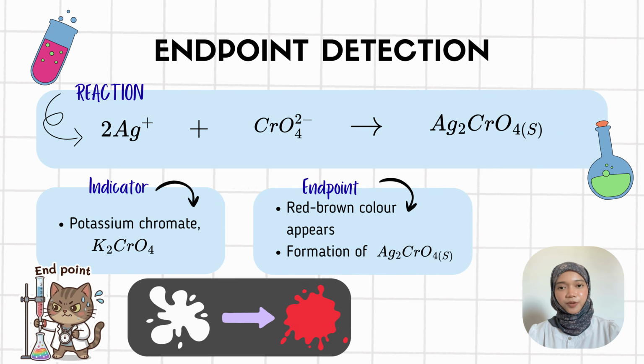Other than that is endpoint detection. To detect the endpoint of the titration, potassium chromate is used as an indicator. After all chloride ions have reacted completely, any additional silver ions react with chromate ions from the indicator to form a reddish-brown precipitate called silver chromate. The reaction is 2Ag+ + CrO4 2- produces Ag2CrO4. The appearance of this reddish-brown color indicates that the endpoint has been reached. The volume of silver nitrate used at the endpoint is then recorded for the calculation.